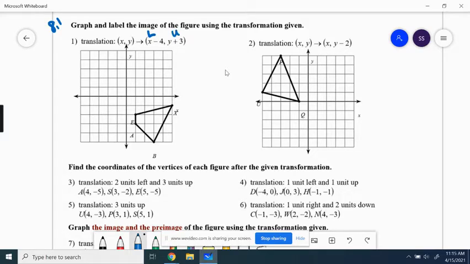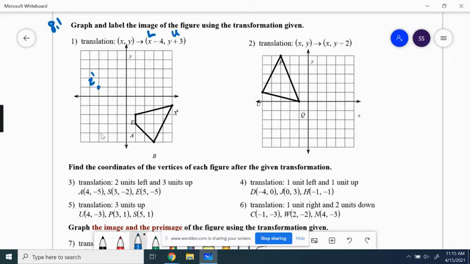All right, so we're going to take each of these points. I know these points are labeled a little weird. This point here is E and this is A. So what I want to do is just move the points 4 to the left and up 3. So if I start at E and I go 1, 2, 3, 4, and then up 1, 2, 3, I'm right here. This is going to be E prime.